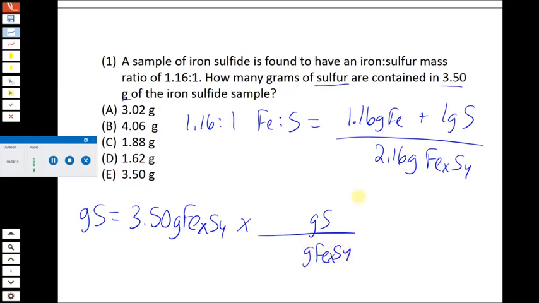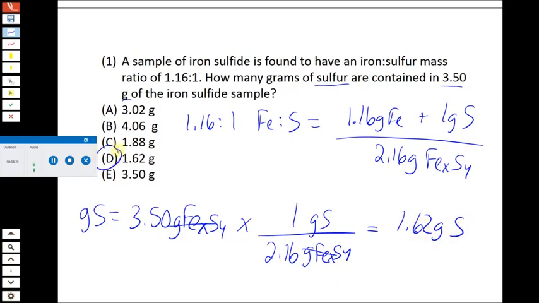And from the mass ratio, we know that there's 1 gram of sulfur for every 2.16 grams of the compound. All right, what we're told is that there's 1 gram of sulfur for every 1.16 grams of iron. The sum of those two is the mass of the compound that would form, and so this ratio is also valid. So that cancels out. We just multiply that, and we get 1.62 grams.